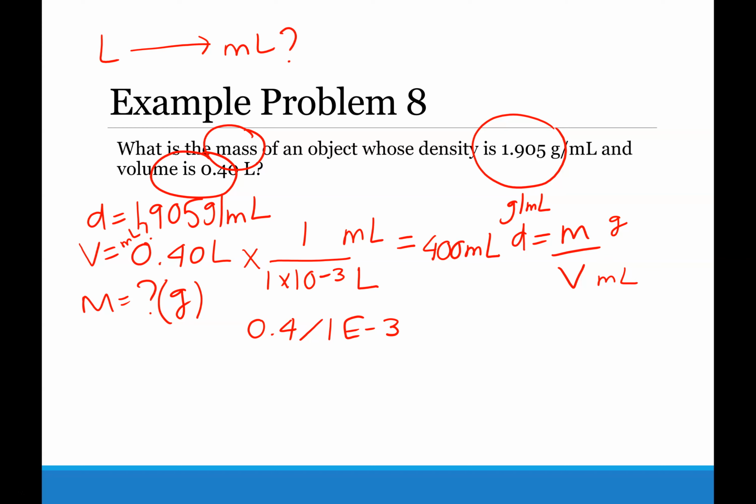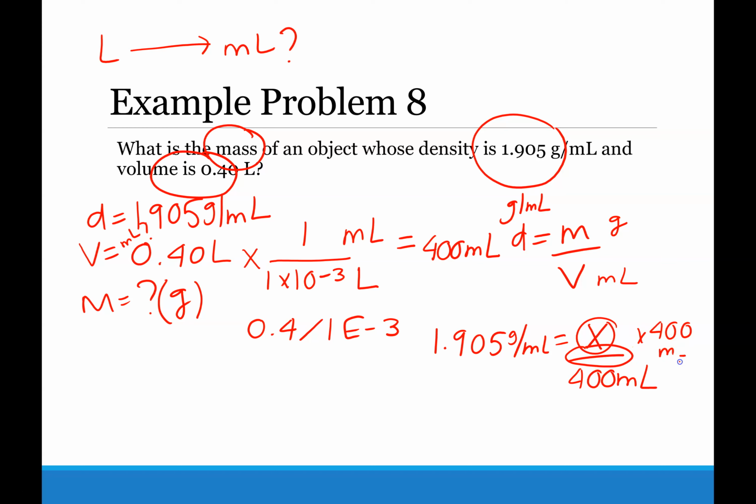So now we're ready to put this into our equation to solve for the mass. So 1.905 grams per milliliter equals X, because we're looking for mass, divided by 400 milliliters. To get X by itself, since there's a division bar here, we have to multiply by 400 milliliters so that that can cancel. Multiply by 400 milliliters.